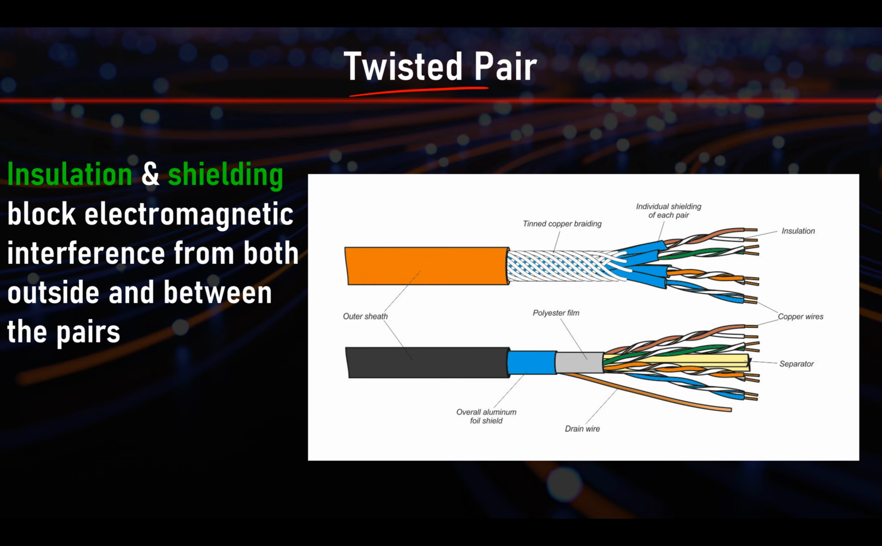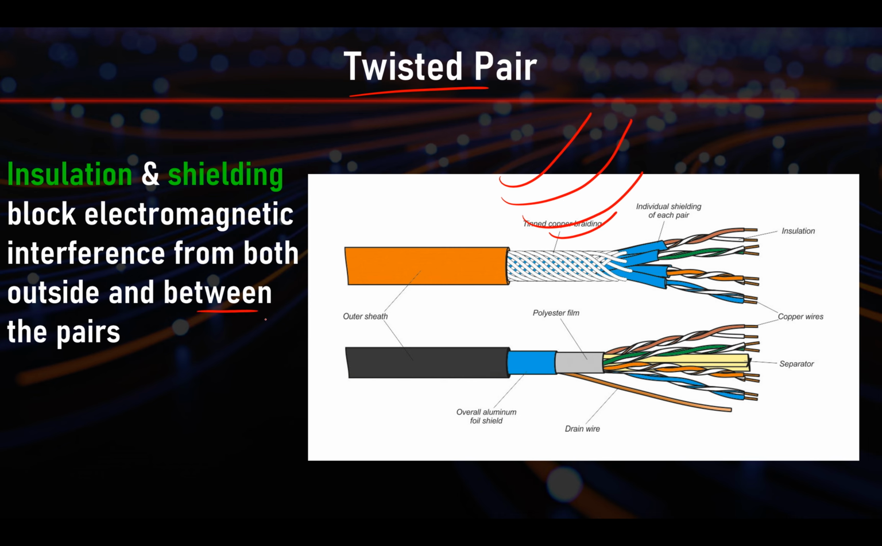Twisted pair cables are going to have insulation and shielding. That's used to block electromagnetic interference from both the outside and also between the pairs. Outside interference, hopefully that's kind of obvious: it's just saying signals, electromagnetic signals, coming in from outside.